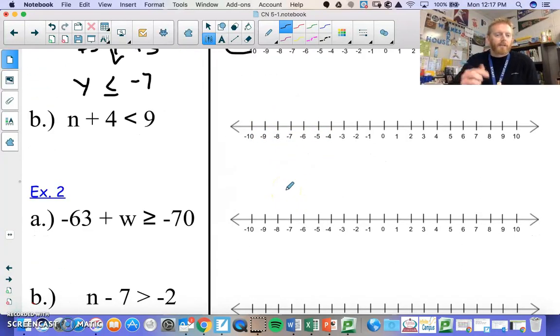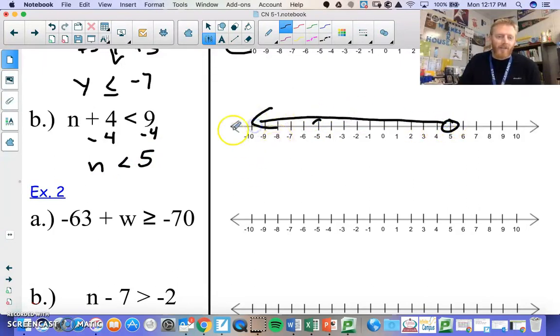You're going to find out this is not too bad here, folks. N plus 4 is less than 9, so I go minus 4 on both sides, and we find out that n is less than 5. So I have an open circle at 5, not -5. And since it's less than, I shade to the left.